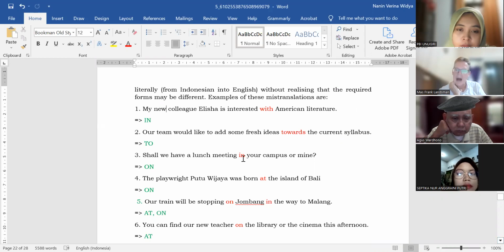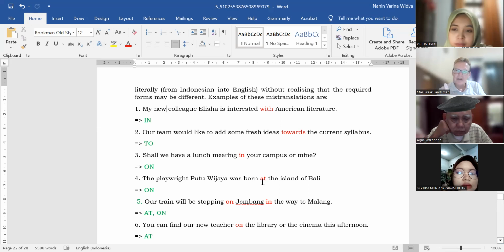Okay, but at a university. Penulis terkenal lagi ya, Putu Wijaya. The playwright Putu Wijaya was born at the island of Bali. No, when you talk about islands, always on Sumatra, on Bali, on Java.